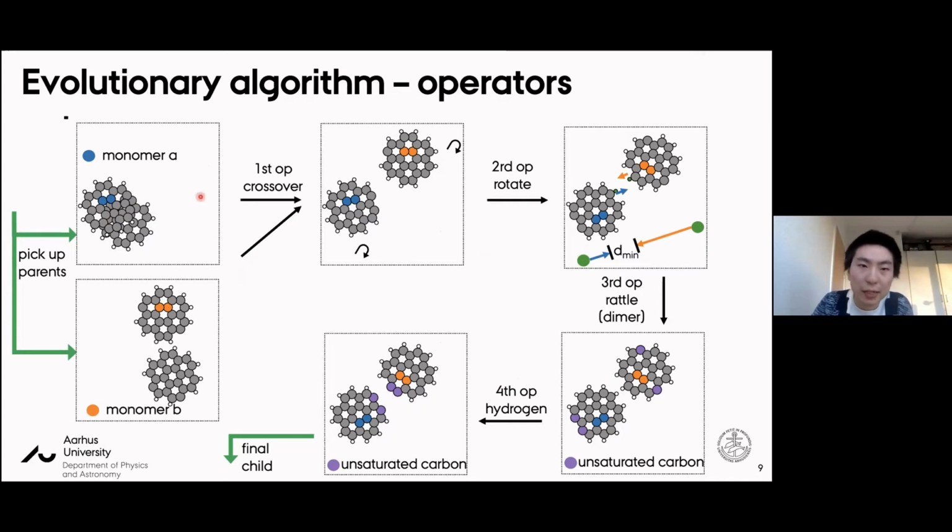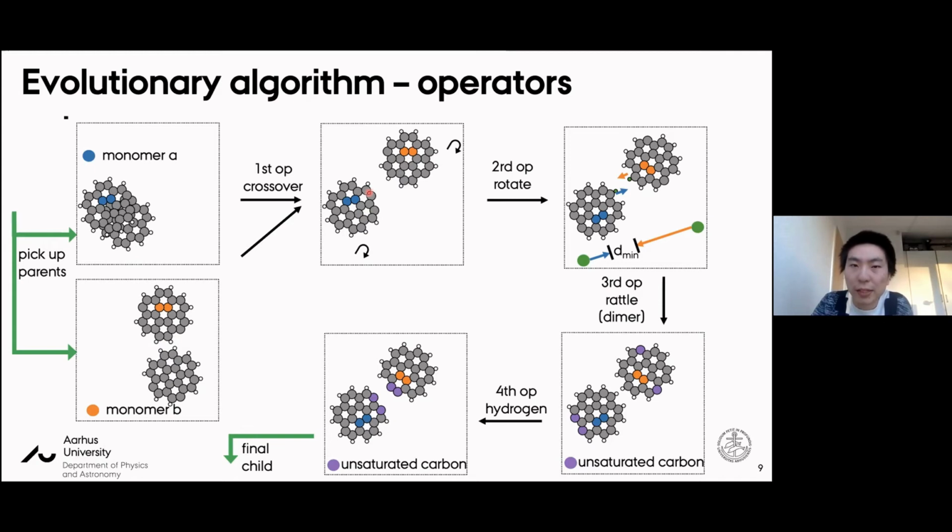And as you can see, if we want to cross over these two structures, we just choose one, like the blue one and the orange one from the second structure. We can form a new structure here. But if we only do these operations, they cannot form stable covalent bonds. So we need to do other things.